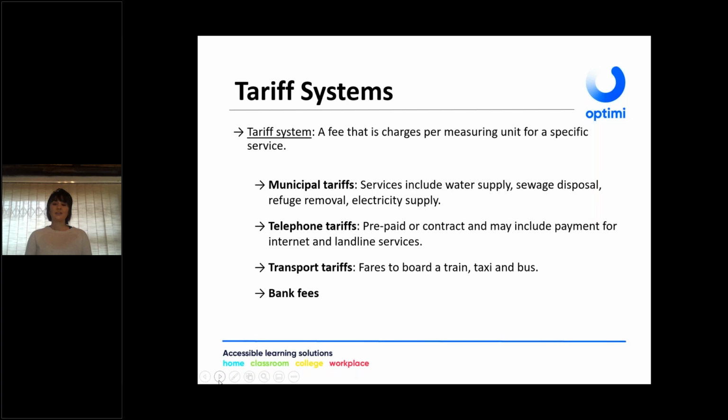Next, we are going to be looking at transport tariffs, which covers the fares to board a train, taxi, or a bus. And then lastly, you will not be dealing with this tariff system so much, but just for the sake of knowing, bank fees is also considered a tariff system, as you pay an additional fee for every transaction that you make during the month.